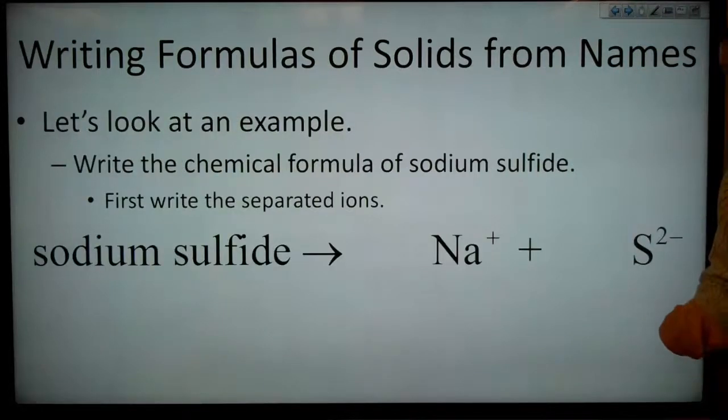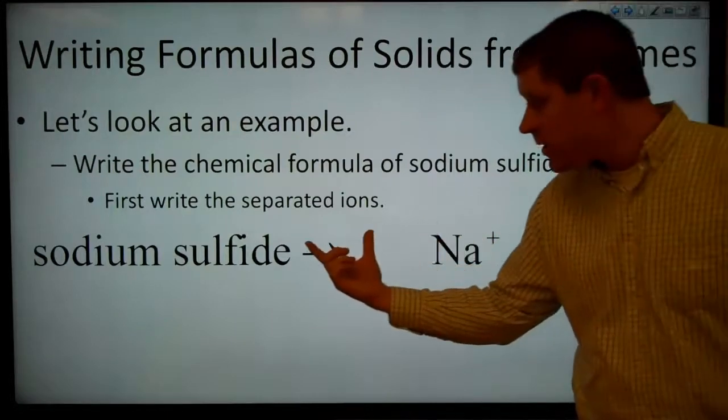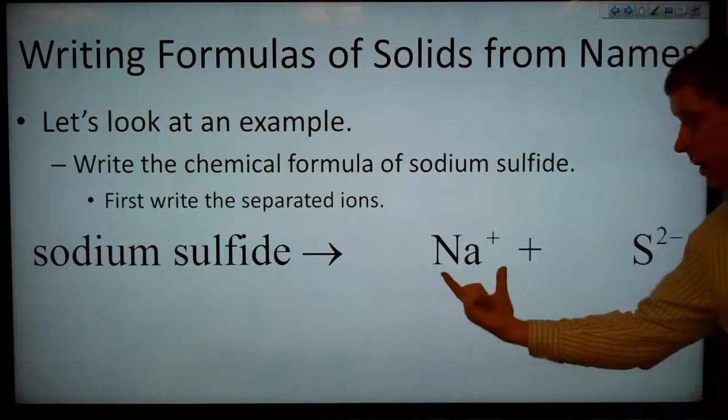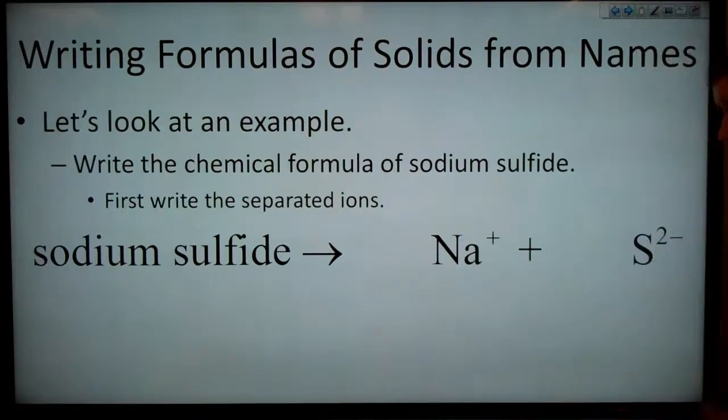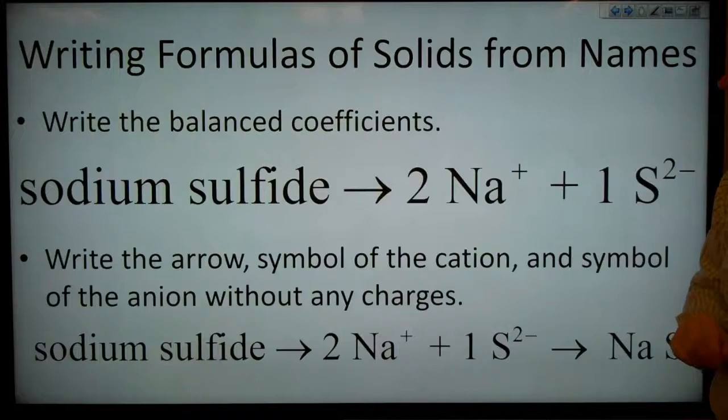So let's look at an example. First, what we want to do is write the chemical formula of sodium sulfide. So first we want to write the separated ions. So sodium sulfide, sodium becomes sodium, Na. Sulfide becomes the sulfide ion, S2 minus. Remember that the charge on sodium is always 1 plus.